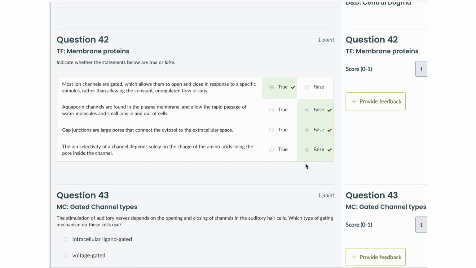The rest are false. Aquaporin channels are found in the plasma membrane and allow rapid passage of water molecules and small ions in and out of the cell. Note the ions are selectively removed and only the water molecule goes through. Again, you can watch the video on aquaporins that I posted and I played in class. Gap junctions are large pores that connect the cytosol to the extracellular space. No, they connect the cytosol of one cell to the cytosol of another cell. The ion selectivity of a channel depends solely on the charge of amino acids lining the pore inside the channel. That's false. Also, the size of the ion is important.